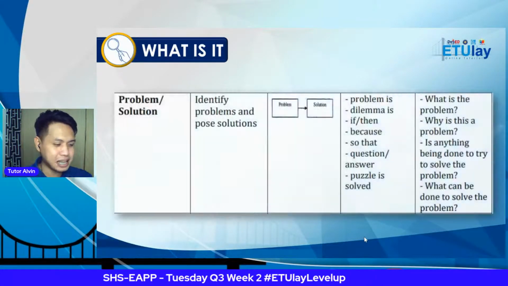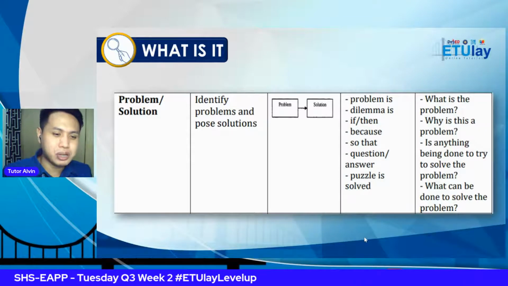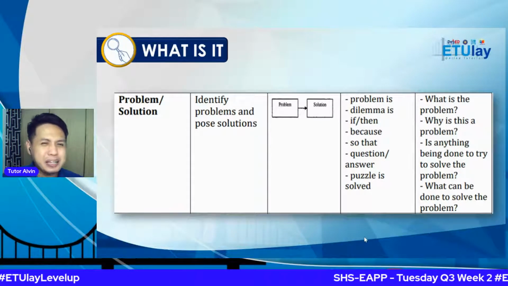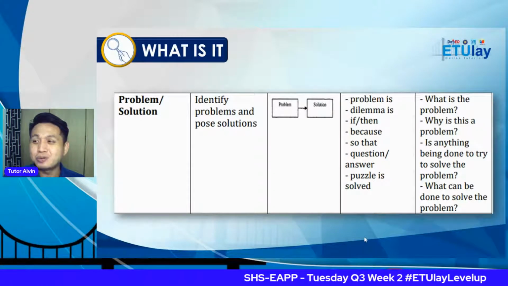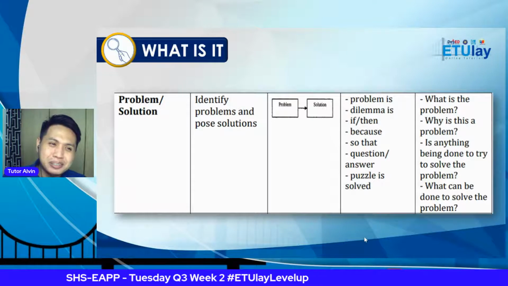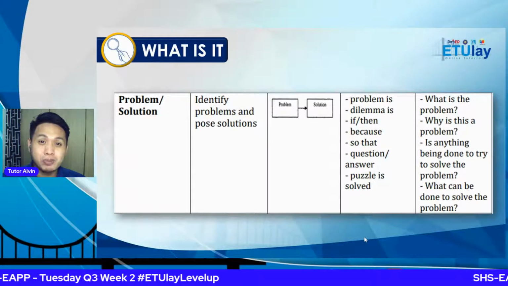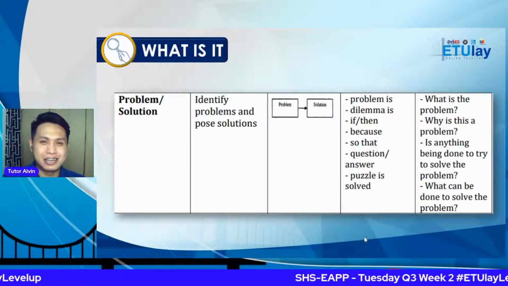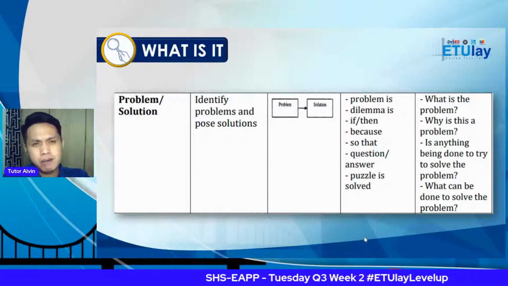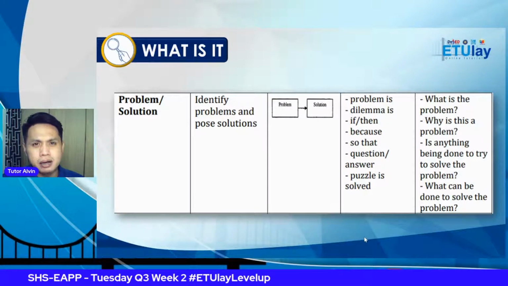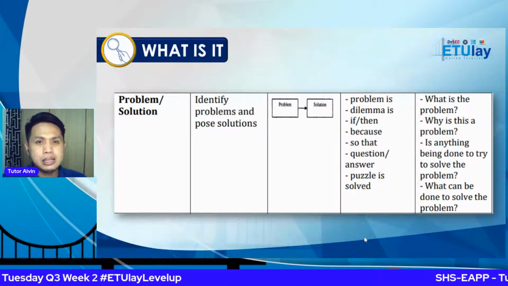So we're almost done. Moving on to the next structure, which is the problem solution. Our text structures are very obvious, right? So in problem solution, identify the problems. After identifying the problems, we should pose or give solutions. So identify what's the existing problem. What's the dilemma that needs to be resolved?